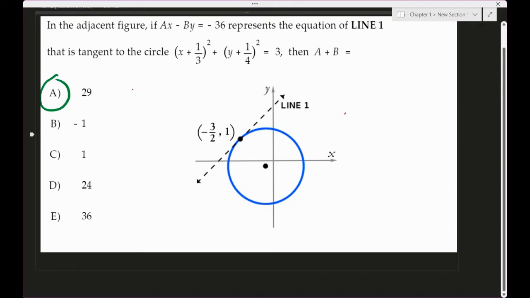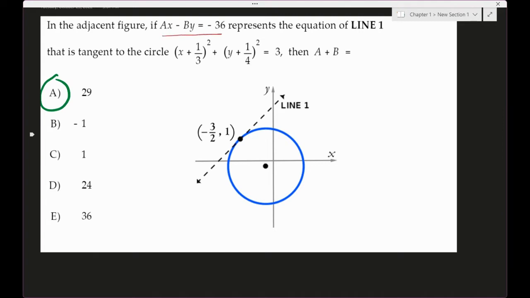Hello, in this video, we'll be solving this interesting problem. In this figure, we have that the line ax minus by is minus 36. This represents the equation of which line? Line 1. We can see line 1 is this black line here, which is tangent to this circle, x plus 1 over 3 squared plus y plus 1 over 4 squared equals 3. This is the equation of the blue circle. The question wants us to find a plus b.